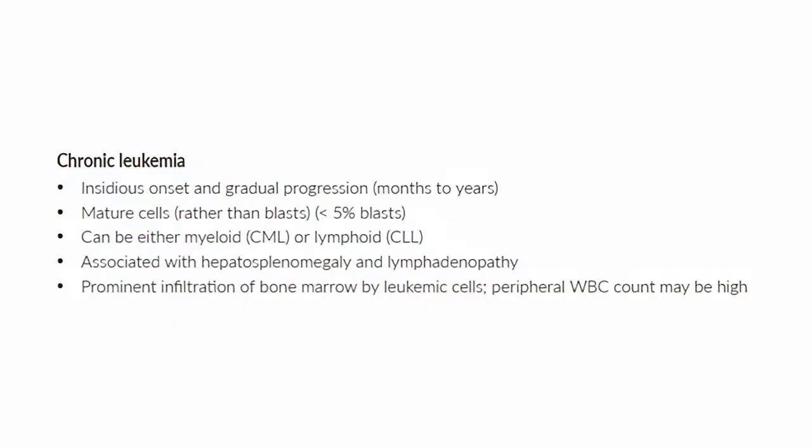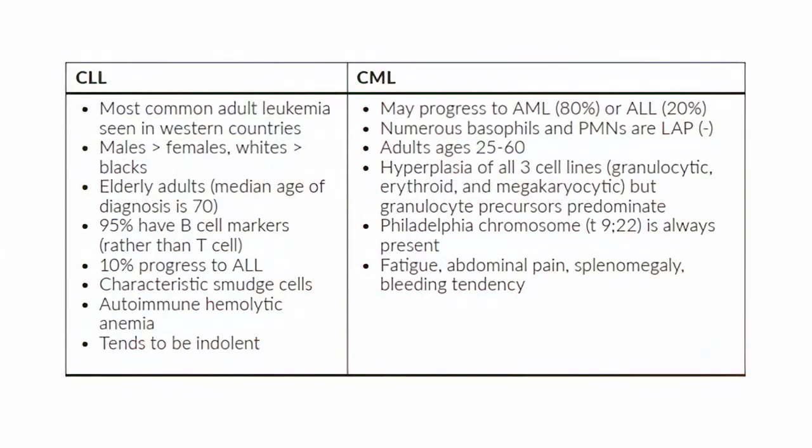Then the bone marrow is going to be infiltrated with leukemic cells, and the peripheral white cell counts may be high. So if you see an older individual with elevated white count, you don't know why it's elevated, think about chronic leukemia as a possible cause of that. Then look at the table.